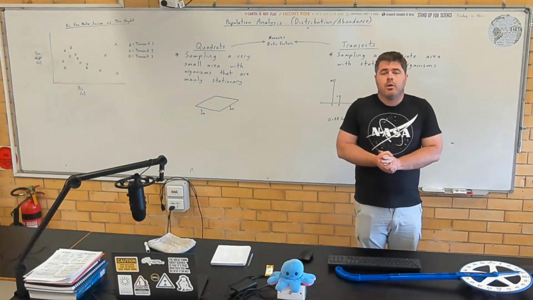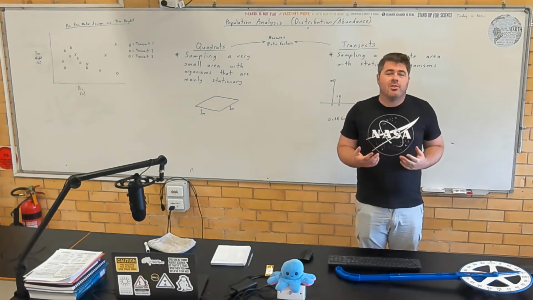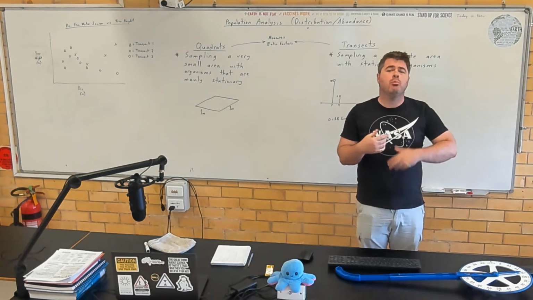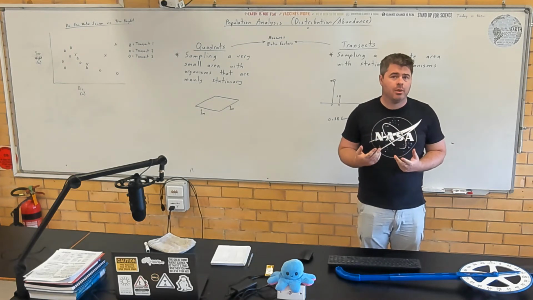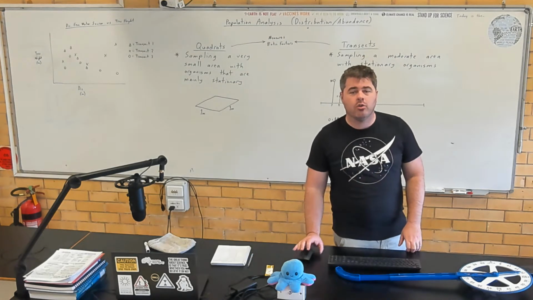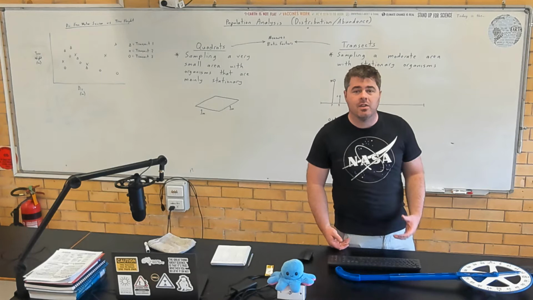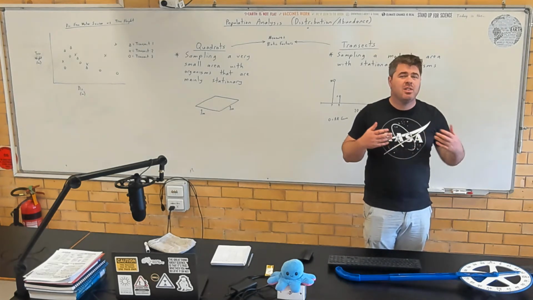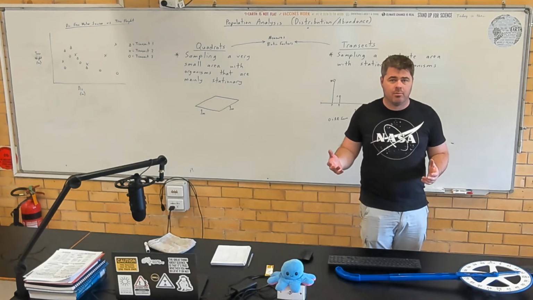So today we're going to be looking at population analysis techniques that you could be using in the field one day, particularly if you decide to do biology in years 11 or 12. So for today's discussion, we're going to be looking primarily at quadrats and transects. These are designed to look at distribution and abundance of organisms in particular regions of an ecosystem.